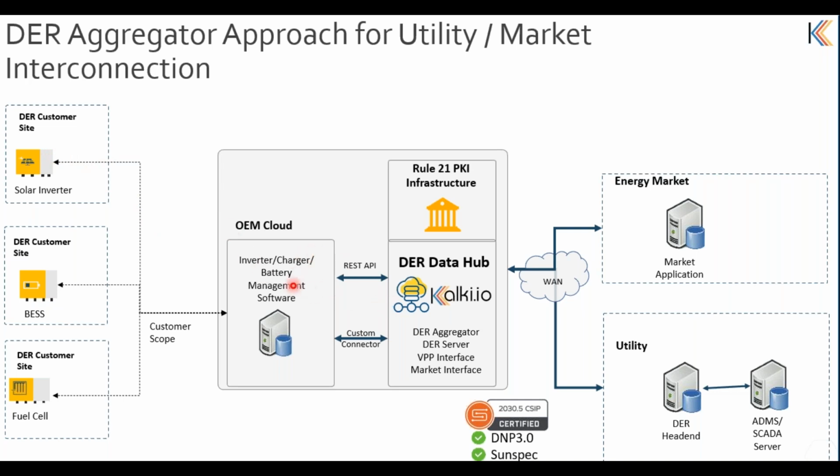So data from multiple sites can be connected through the OEM cloud, and from here you can have a direct interface with the utility system over 2030.5 or DNP3, and the same data can be exchanged with energy market applications through REST APIs or Kafka or another IT integration layer as well.